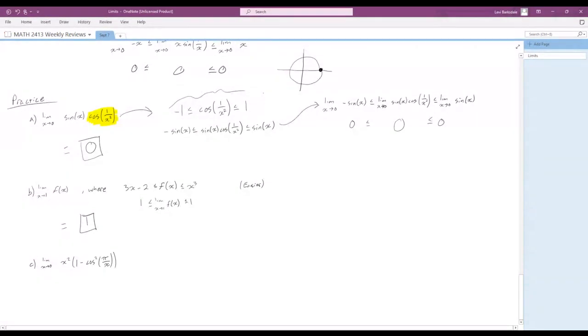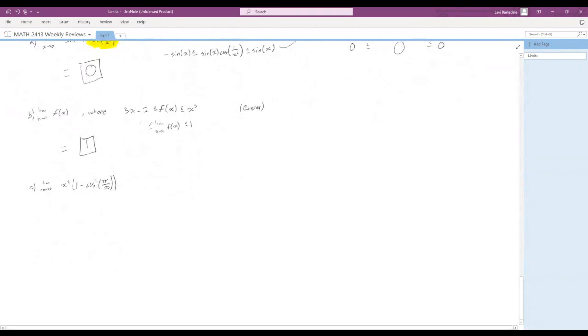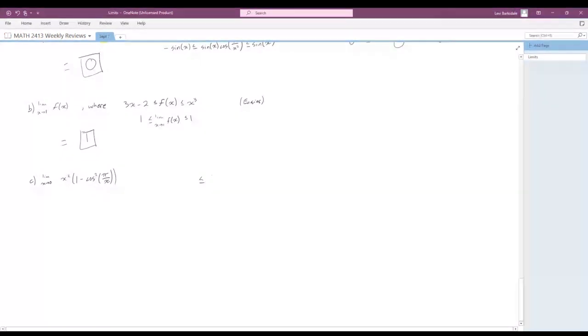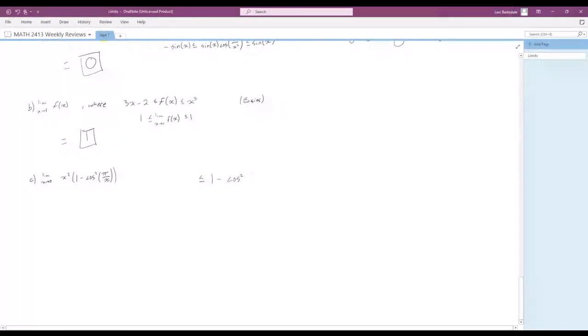Okay. So the bottom would probably be the same thing. So first we would do like 1 minus cosine squared pi over x would be what goes in the middle. Perfect, perfect. Right? Yep, that is exactly right. You said 1 minus cosine squared of pi over x goes in the middle. What goes on the outside?